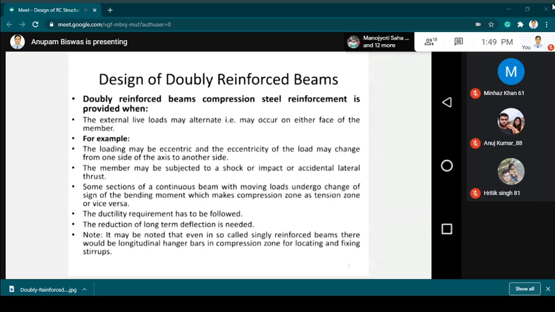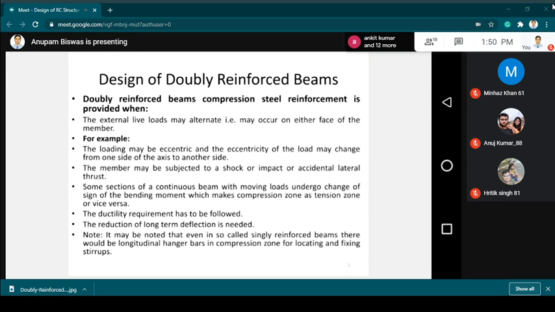Another requirement could be to fulfill ductility. This ductility could also be fulfilled by providing compression reinforcement. We can also reduce the long-term deflection by providing compression reinforcement. So these are the major points and purposes for which doubly reinforced beams are used over singly reinforced beams.